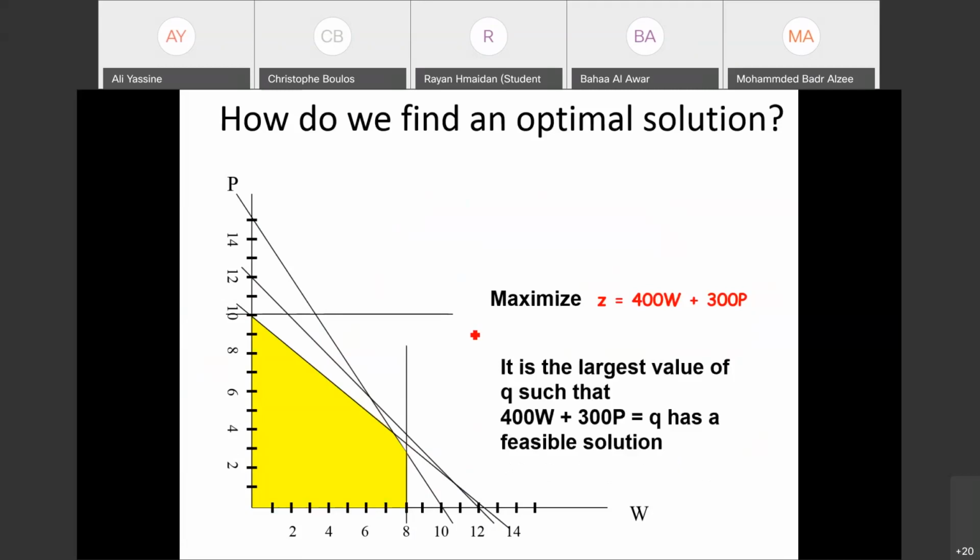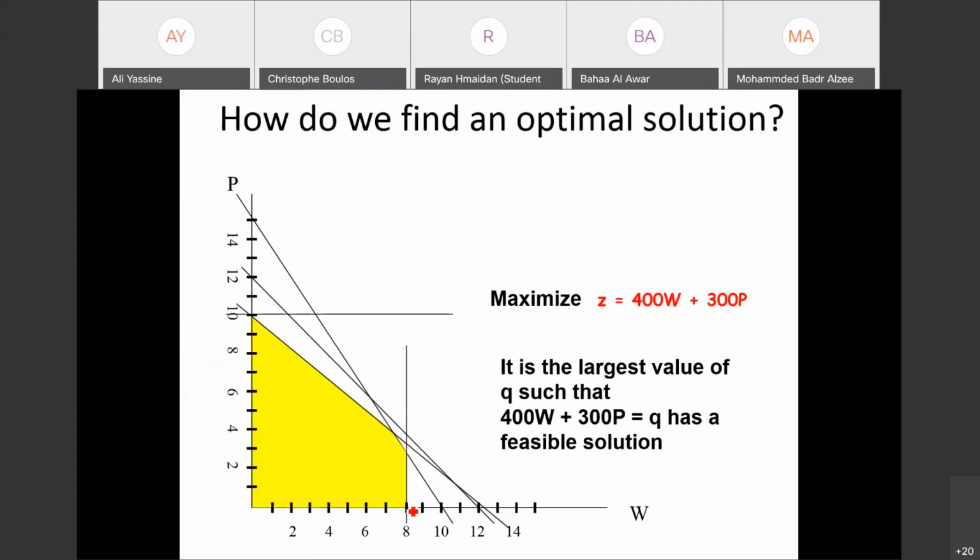Now, the yellow region is the feasible region, and that means all my feasible solutions fall in that yellow region. You pick any point in that yellow region, any point blindly, it will satisfy all the constraints. That means it's feasible, because by definition, this is the feasible region.